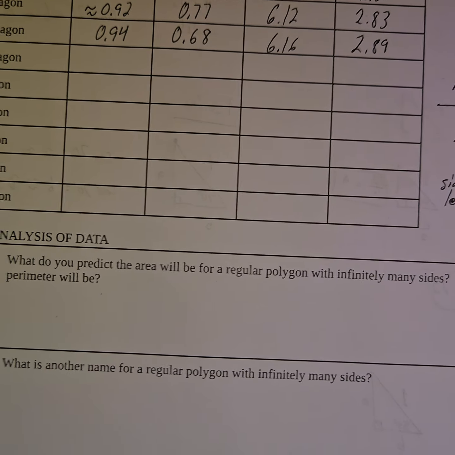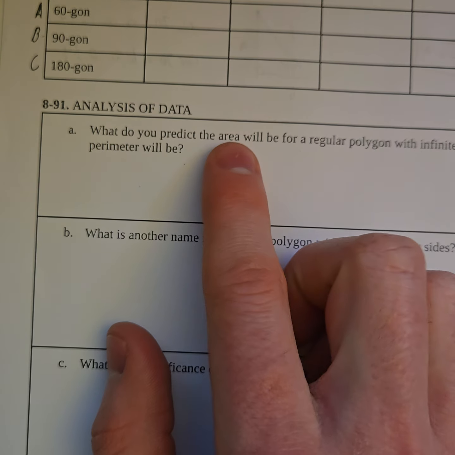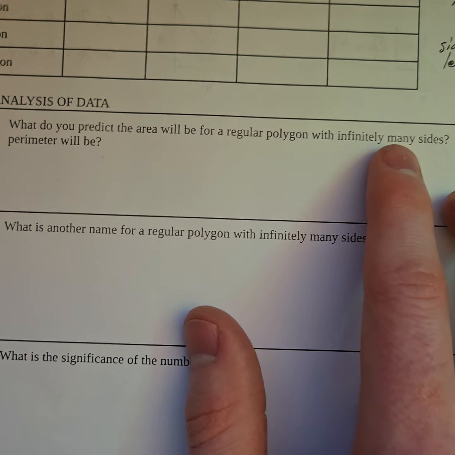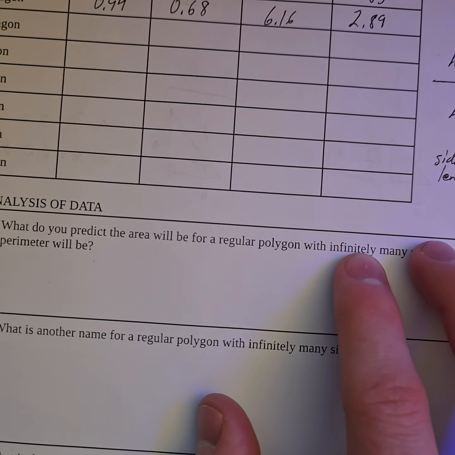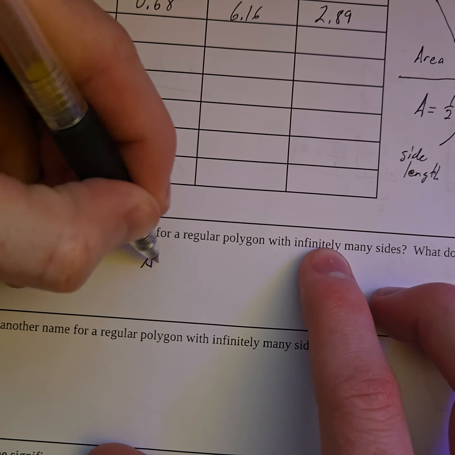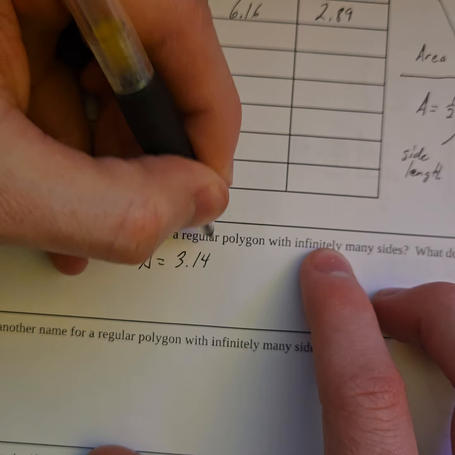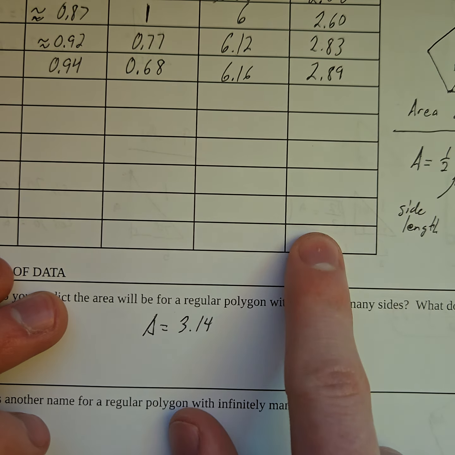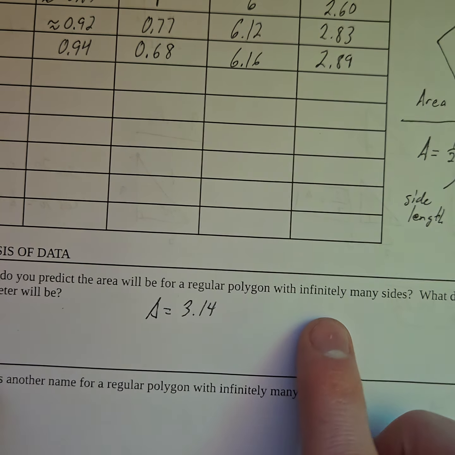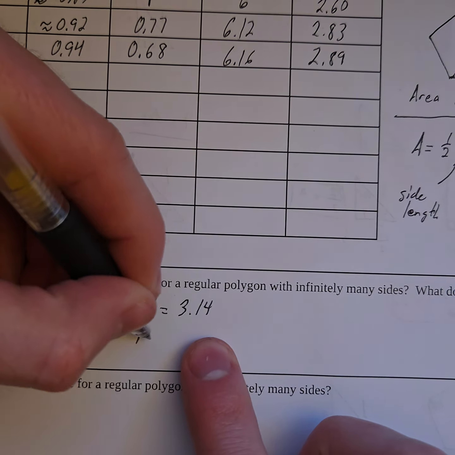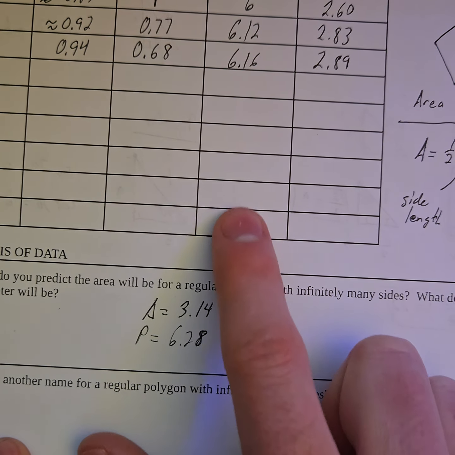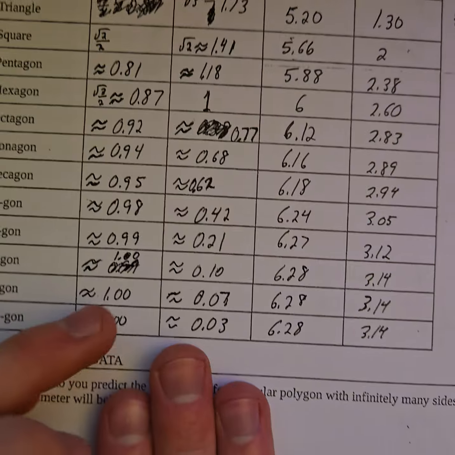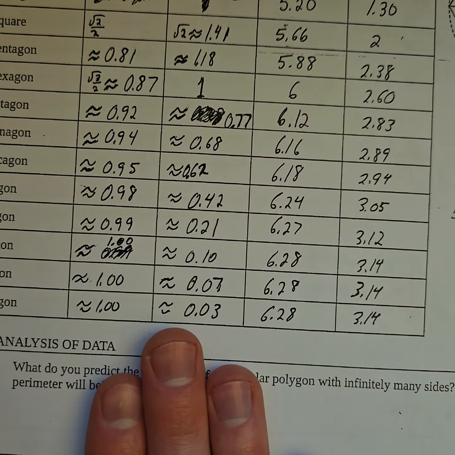All right, so if we take a look at letter A, it says, what do you predict the area will be for a regular polygon with infinitely many sides? So if we keep increasing the number of sides, the area of a regular polygon with infinitely many sides, if your radius is 1, we would probably predict it to be 3.14, right? Which is what your area was getting closer and closer to here. And then what do you think your perimeter would be? Perimeter would probably be around 6.28 because that's what you should have in your numbers here. We can see it keeps getting closer and closer to 6.28.